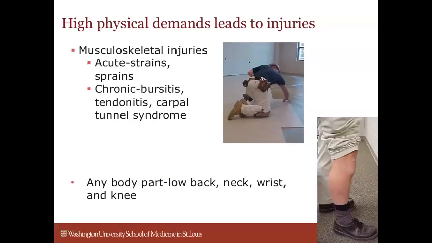The rare exception is the picture in the bottom right side of your screen, which is knee bursitis, and that actually is a swollen area that protrudes from the joint. But these musculoskeletal disorders or injuries can occur in any body part, and they're most prevalent in the low back. We often see them in the neck and the upper extremity, including the wrist and the knee.